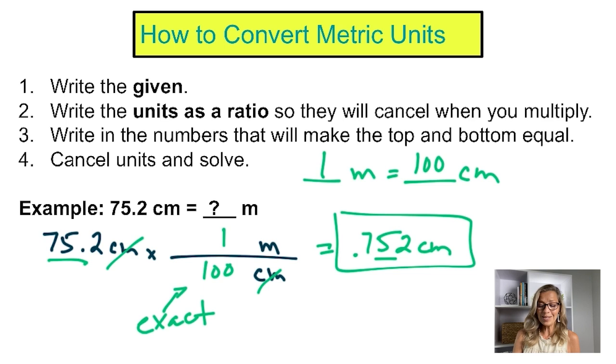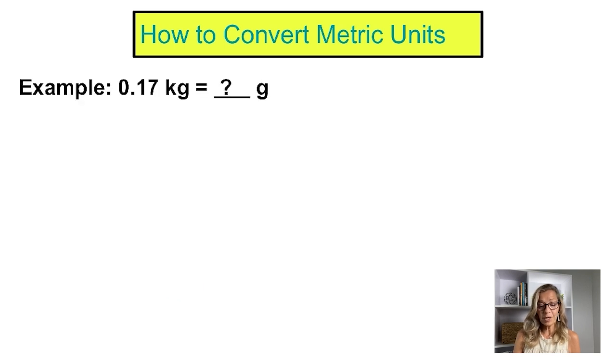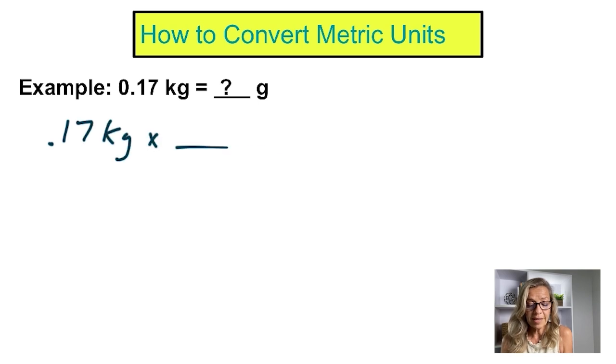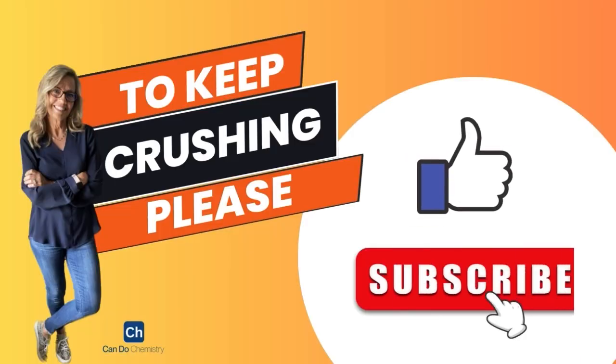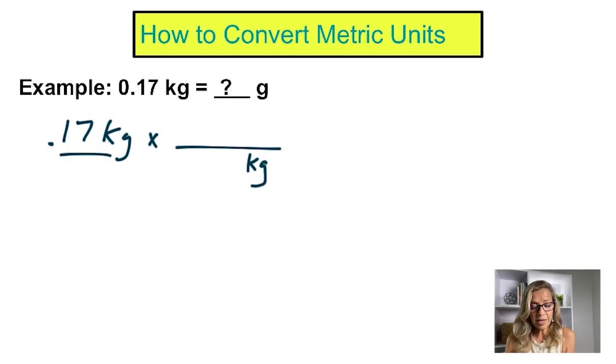All right, let's do another example. This time we're converting from kilograms to grams. I'm going to write the given, and then don't stop. Go ahead and write your fraction. Put the unit that you have opposite. It's on the top. I can make it like this if that makes it feel more like a fraction. I've got the unit opposite, so it will cancel, and then I'm going toward grams.